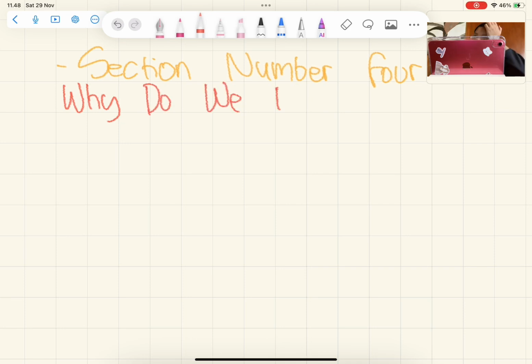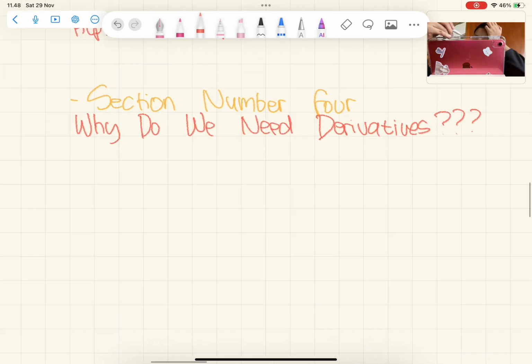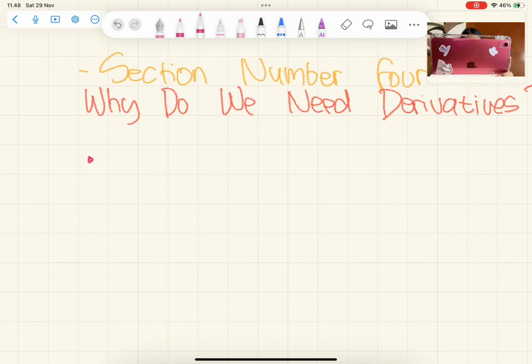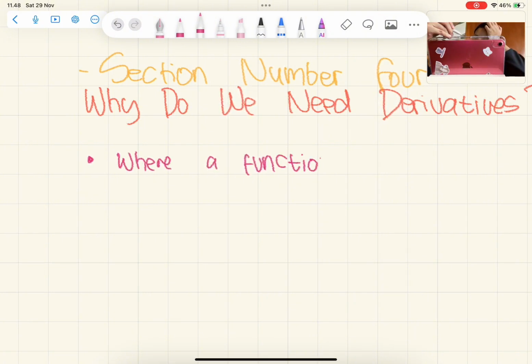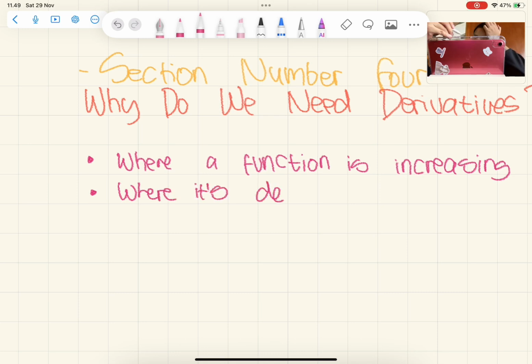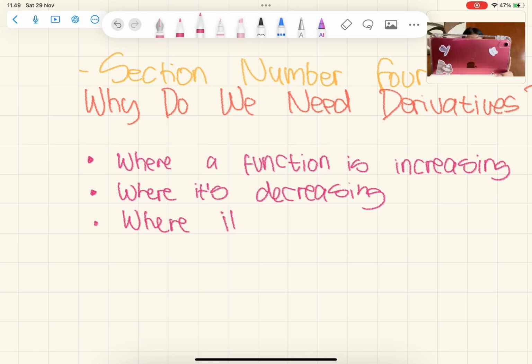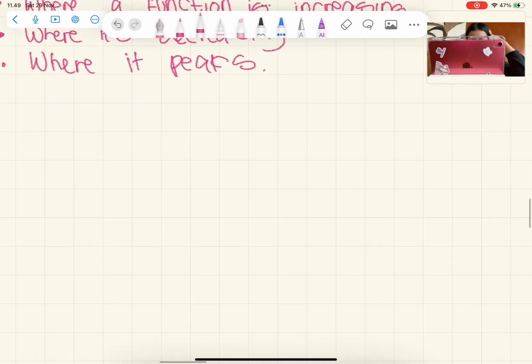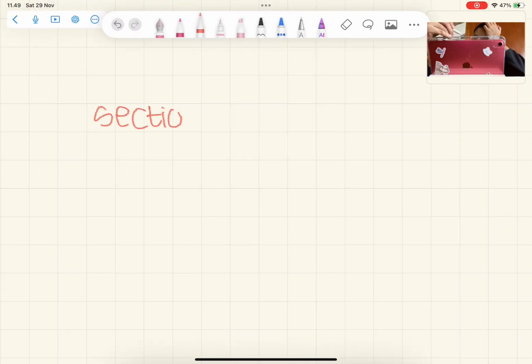Moving on to section number 4, there are a lot of questions on why we need derivatives, just a lot of whys. So I'm going to do a small detour. Why are we even doing derivatives? Derivatives help us find where a function is increasing, where it's decreasing, and most importantly, where it peaks, a turning point, and that turning point might be a maximum or a minimum. In this case, we're hunting for the maximum revenue.